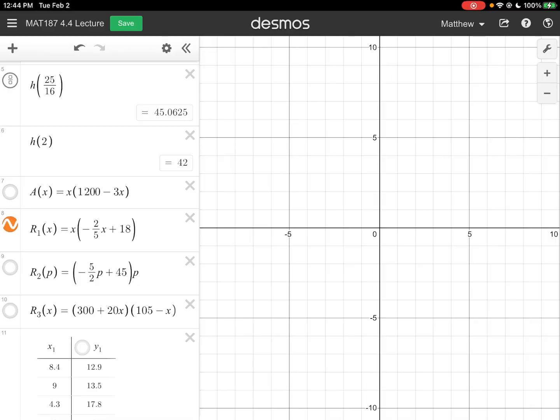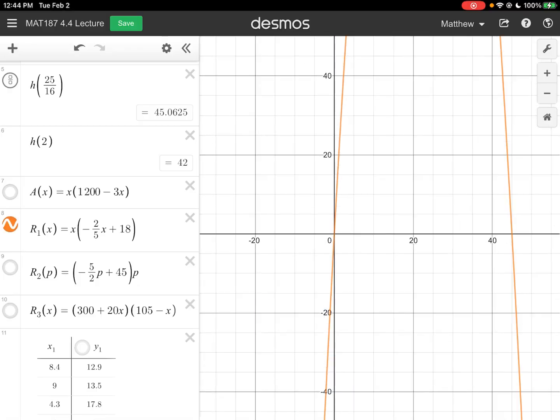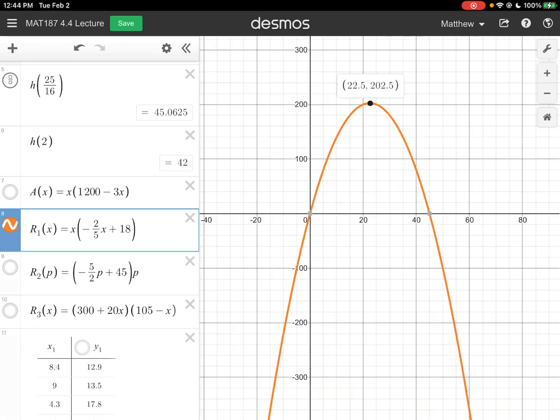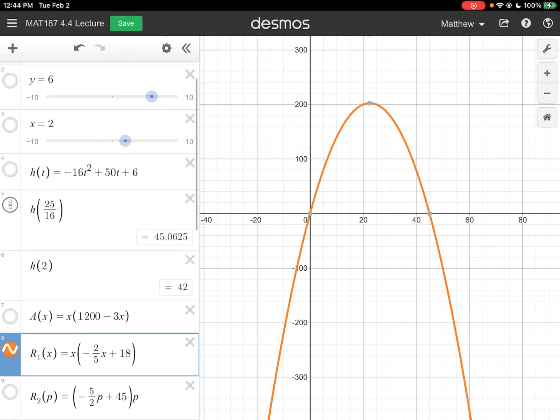Revenue as a function of x is this one here that I'm calling R1. Change our scale so we can see what's going on here. Notice our maximum revenue occurs when x is 22.5 and we have 2 intercepts. Now this is a function of x, and x was quantity. Let's do a vertical line in here.